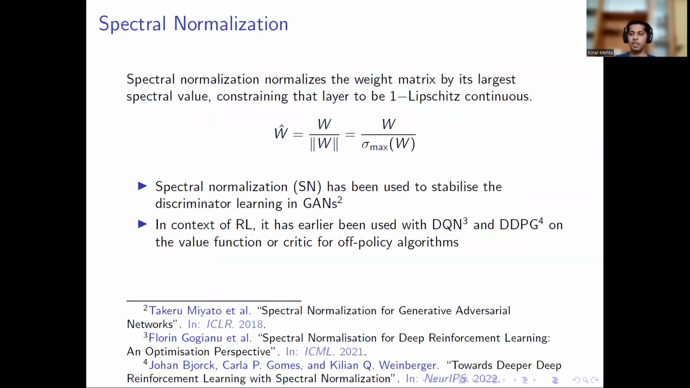Spectral normalization is a regularization technique which regularizes the weight matrix of a layer by its largest spectral value, constraining the layer to be one Lipschitz continuous. It has been used in GANs to prevent mode collapse in discriminators. In the context of single agent reinforcement learning, it has been used in DQN and DDPG. We are the first to use it in the context of multi-agent RL and on-policy RL.